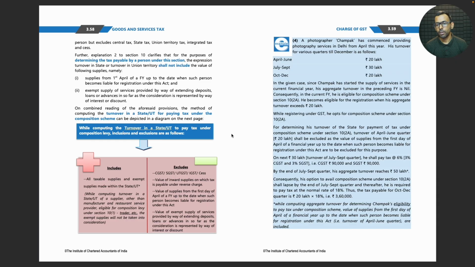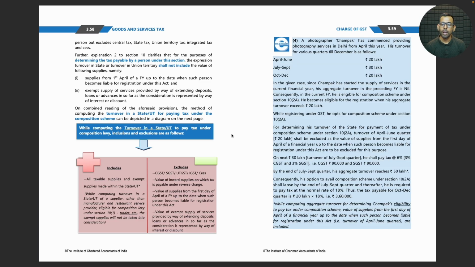A photographer, Champak, has commenced providing photography services in Delhi from April this year. His turnover for various quarters till December is as follows: April to June 20 lakhs, July to September 20 lakhs, October to December 20 lakhs. In the given case, since Champak has started the supply of services in the current financial year, his aggregate turnover in the preceding financial year is nil.